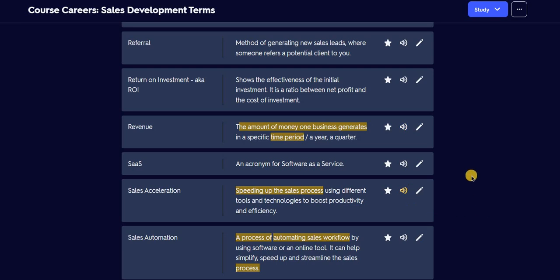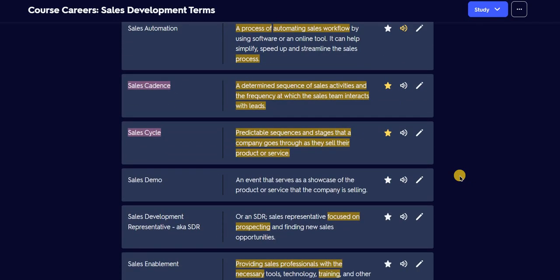Sales acceleration. Speeding up the sales process using different tools and technologies to boost productivity and efficiency. Sales automation. A process of automating sales workflow by using software or an online tool. It can help simplify, speed up, and streamline the sales process. Sales cadence. A determined sequence of sales activities and the frequency at which the sales team interacts with leads. Sales cycle. Predictable sequences and stages that a company goes through as they sell their product or service. Sales demo. An event that serves as a showcase of the product or service that the company is selling.